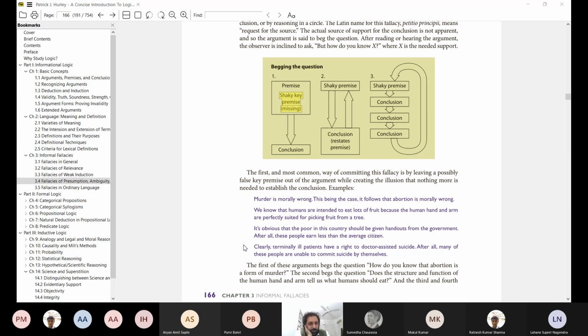We'll go with Aryan if you have a thought, otherwise Piyush and Sumedha. So, sir, it is kind of saying that what we can handpick is what we should eat. Our hand has many functions, and handpicking is one of them. So handpicking should decide what we eat. No, it's not saying that, by the way. It's saying that we are intended to eat. Maybe we shouldn't eat what we're intended to eat. That's another matter.